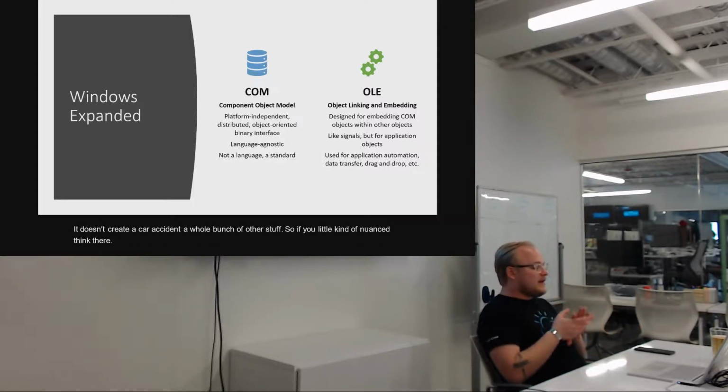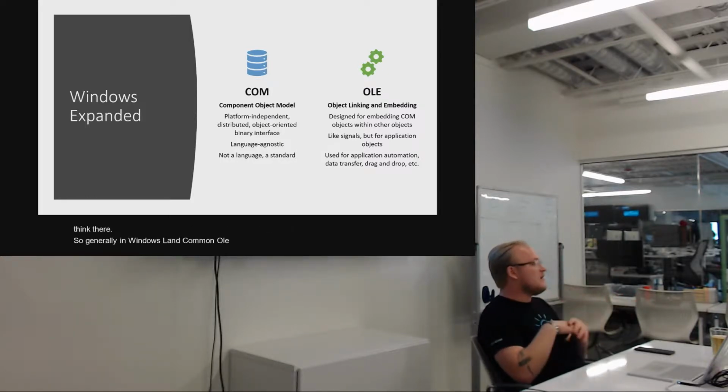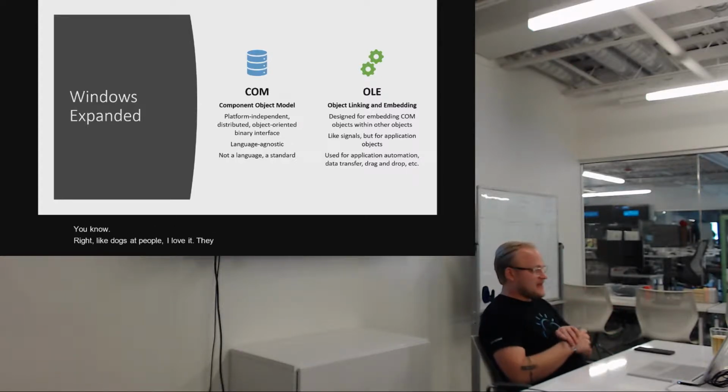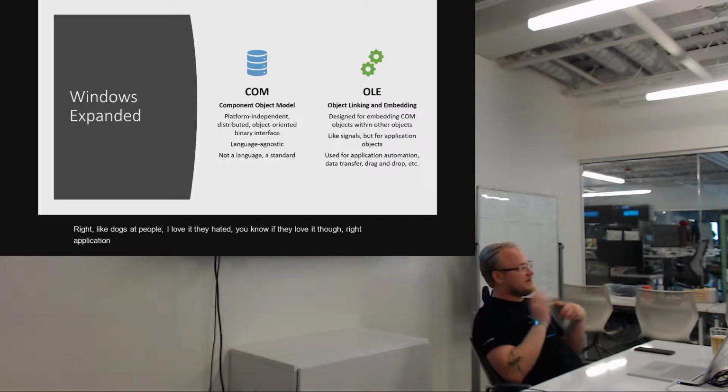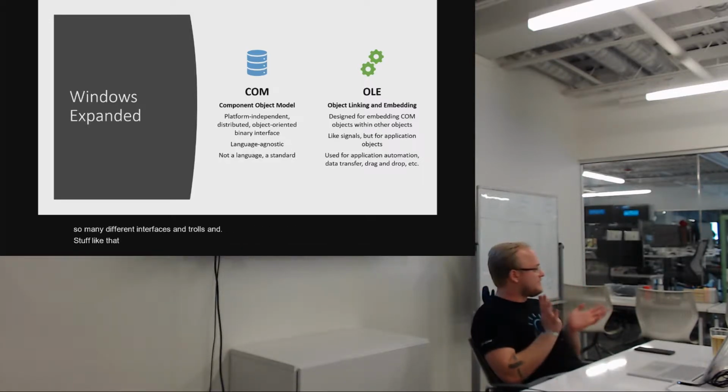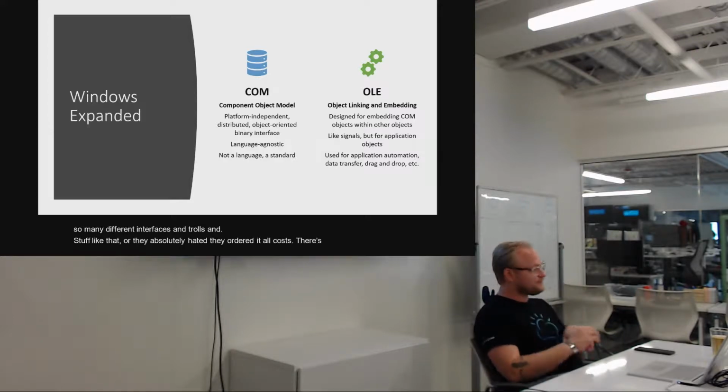So generally in Windows land, COM and OLE are like the bee's knees, right? People either love it or they hate it. If they love it, they'll write applications that have so many different types of interfaces and controls and stuff like that, or they absolutely hate it and they avoid it at all costs. There's really no middle ground that I've ever seen.